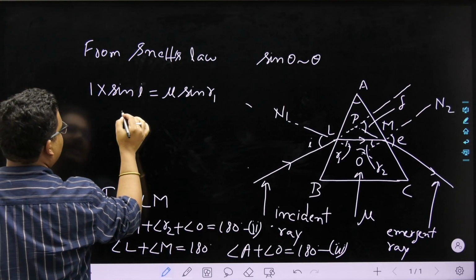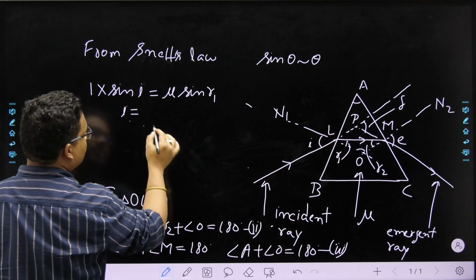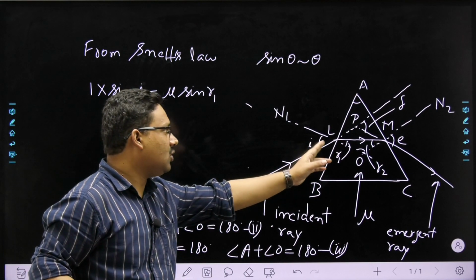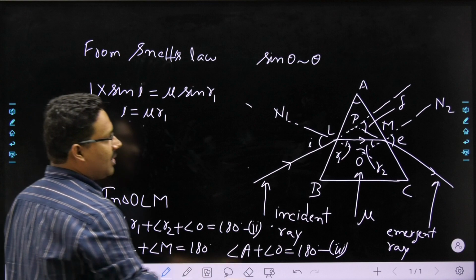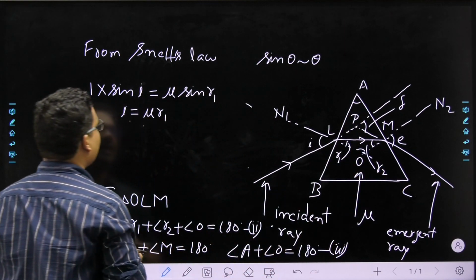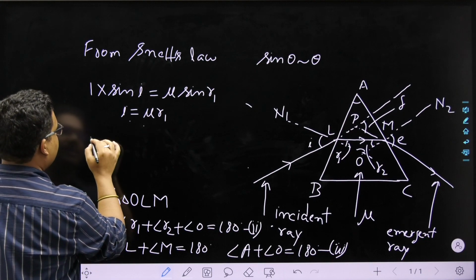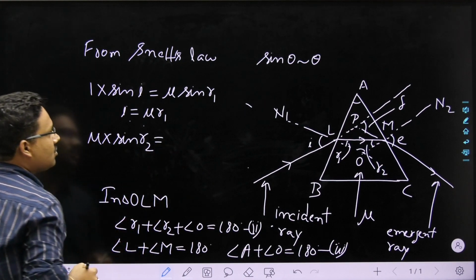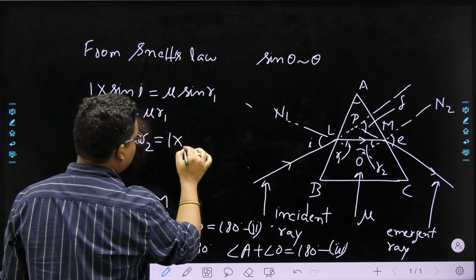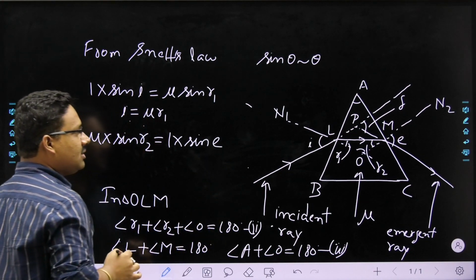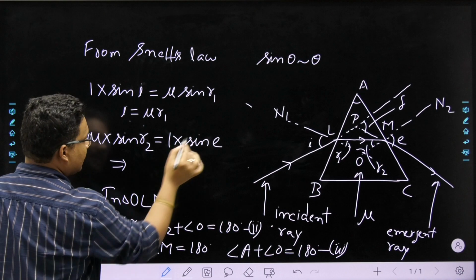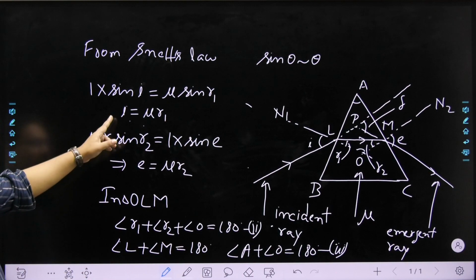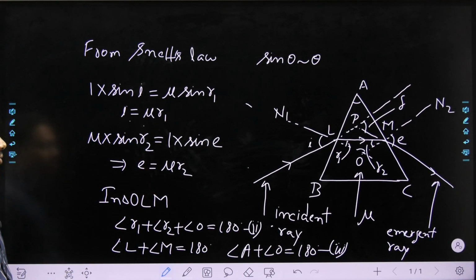So, therefore, we can write here that for this surface, i equals mu r1. In the same way, if we apply Snell's law on surface AC, then what will happen? We can write the equation mu into sine r2 equals 1 into sine e. So from here also we can write that e equals mu r2. So we get the values i equals mu r1 and e equals mu r2.